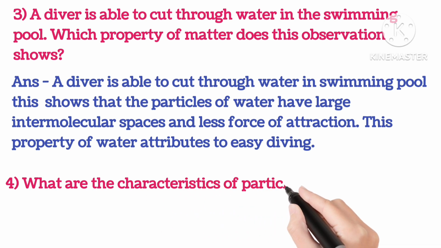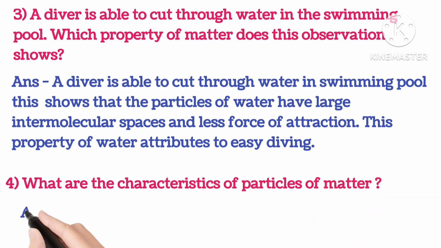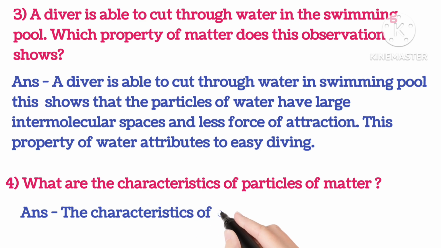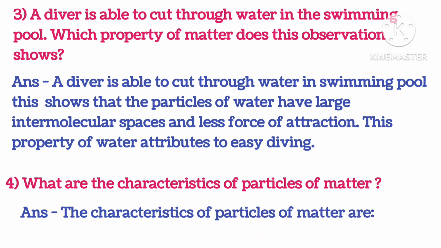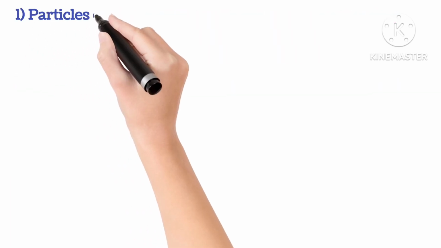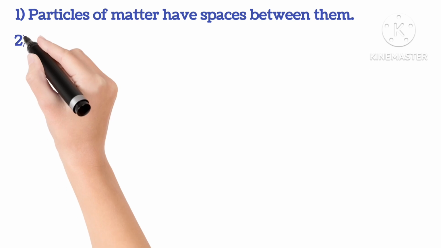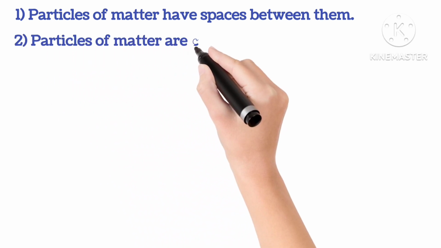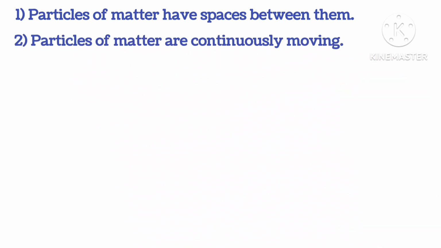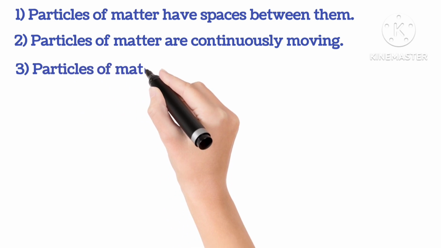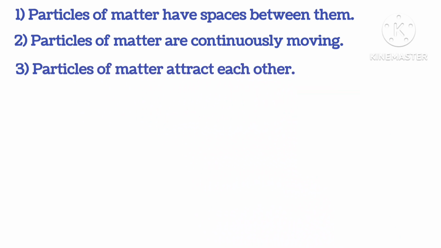What are the characteristics of particles of matter? The characteristics of particles of matter are: first, particles of matter have spaces between them. Second, particles of matter are continuously moving. Third, particles of matter attract each other.